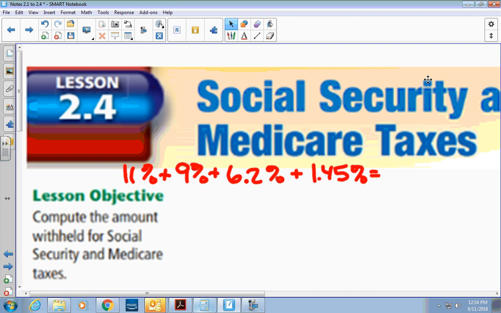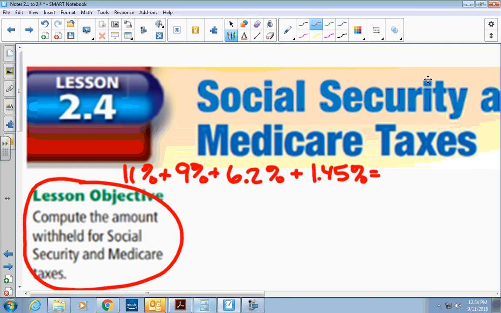All right, so our objective is to figure out how to compute what's withheld for Social Security and Medicare. It's a straight percentage.